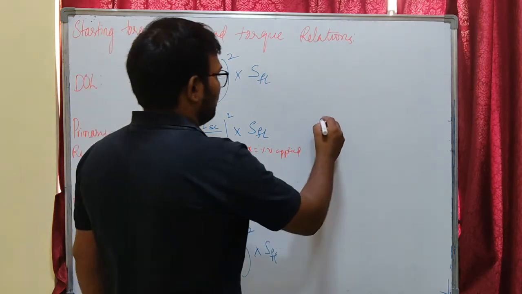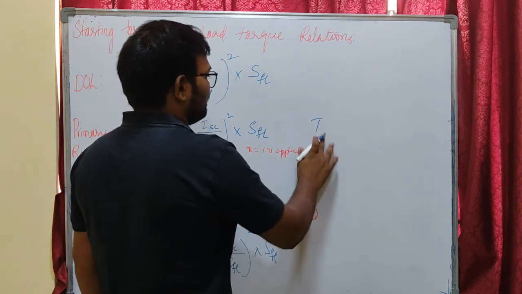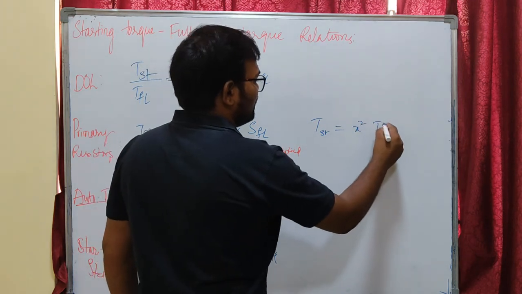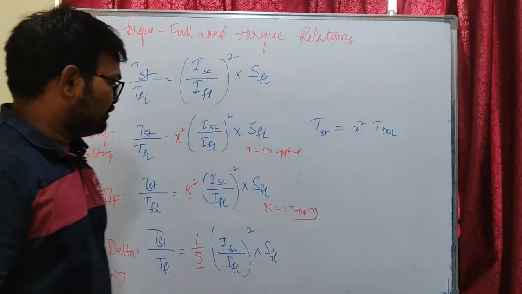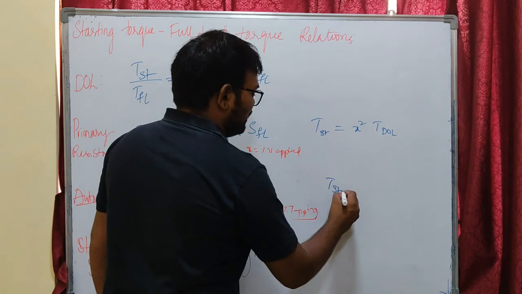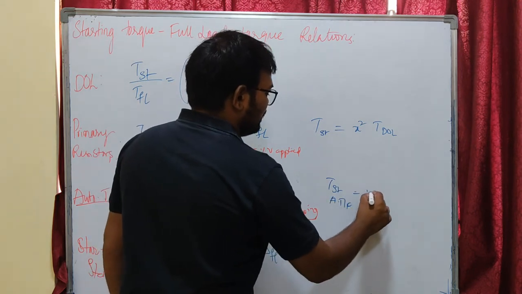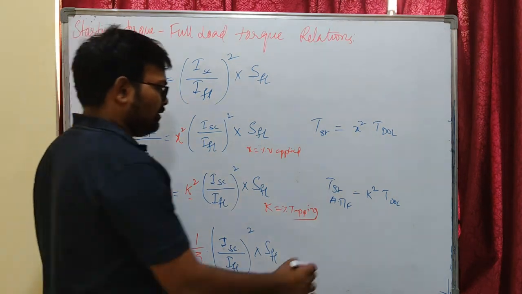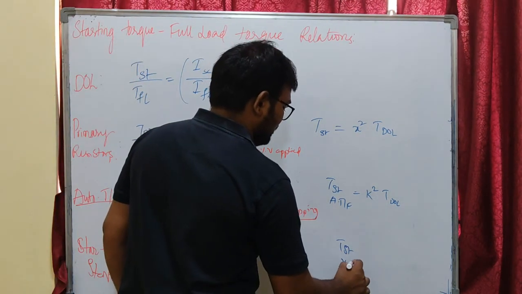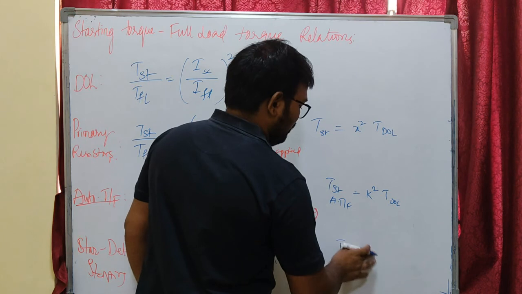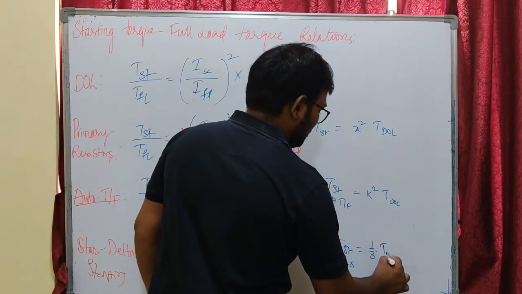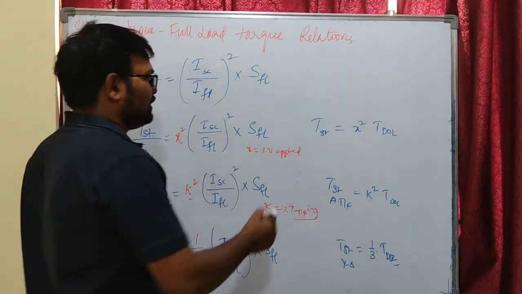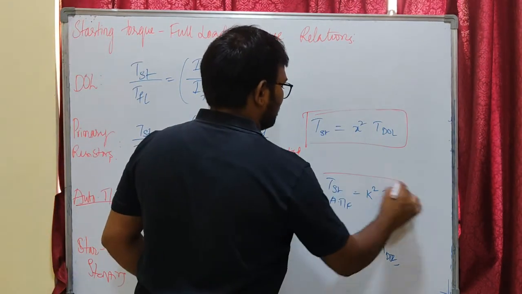So my starting torque in the primary resistors starting method equals X square times the torque in the DOL method. Similarly, the starting torque in the auto transformer method equals K square times the torque in DOL. Finally, the starting torque in star delta equals 1 by 3 times the torque when the machine is operated under DOL condition. So these are the important expressions to be remembered. Questions will be asked based on this.